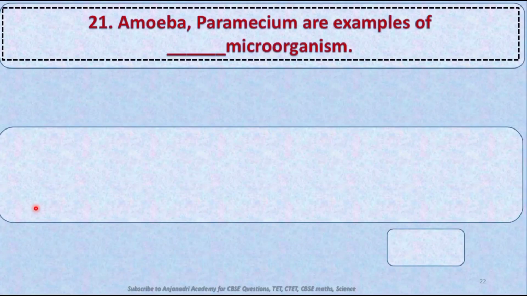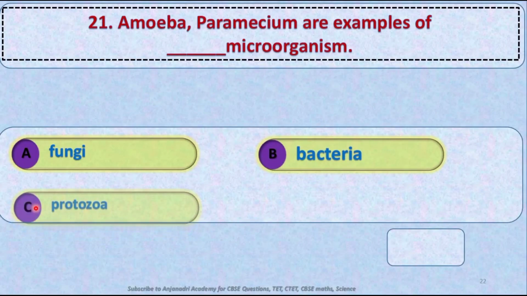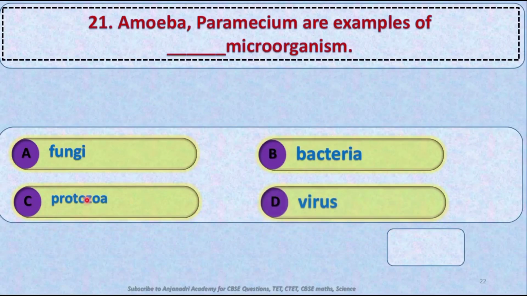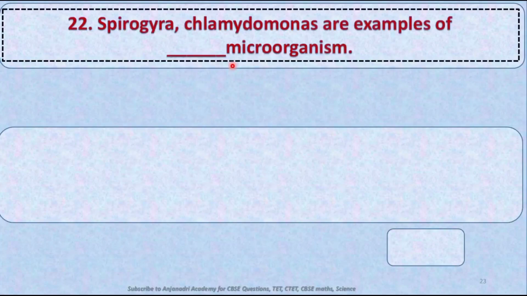Amoeba, paramecium are examples of which microorganisms? Fungi, bacteria, protozoa, and virus. We know that amoeba and paramecium are protozoa. Here is the next question.